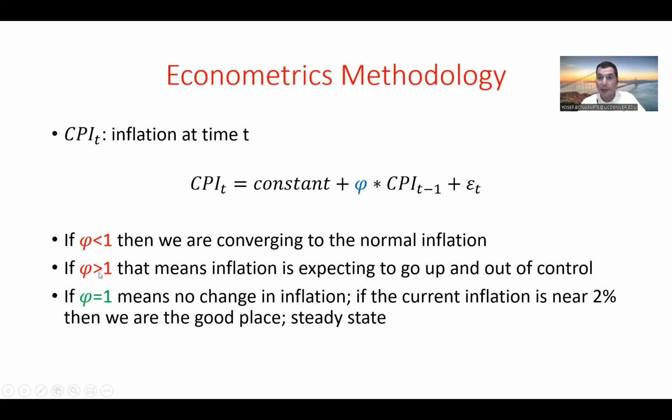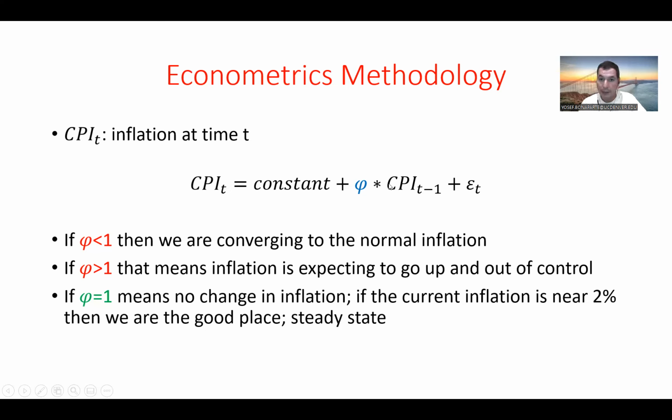Now, if phi is greater than 1, then we are in trouble. That means inflation today causes more inflation tomorrow, and the next period's inflation contributes to even more inflation. That's when you have hyperinflation, in countries like Argentina. This is what they have. Actually, their phi is greater than 1.